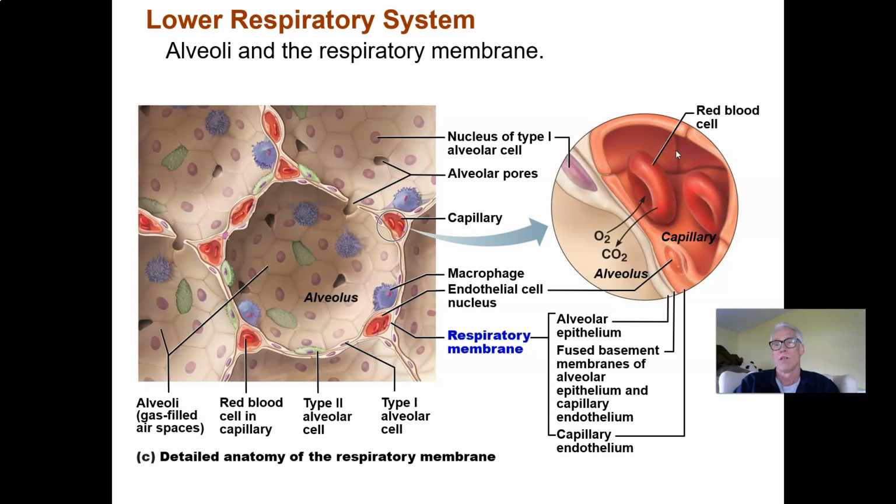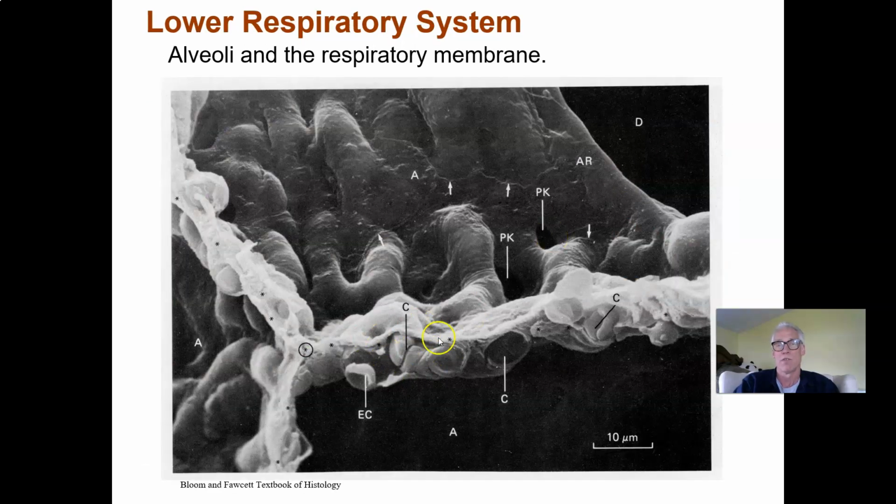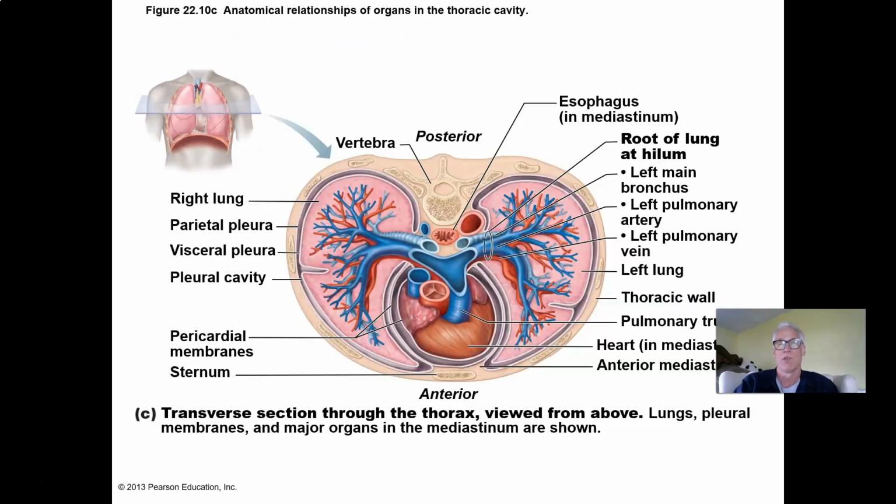The red blood cells are intentionally packed right up against the surface of the capillary so that oxygen has the minimum possible distance to diffuse from the air in the alveolus through all those respiratory membrane structures right into the red blood cell and onto the hemoglobin. And consequently, it's very efficient.